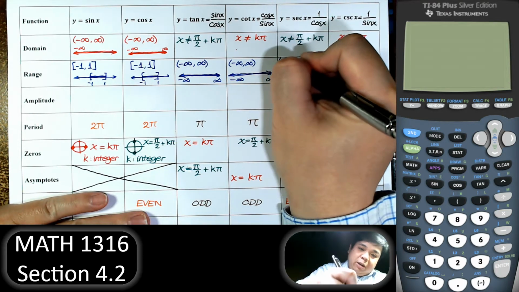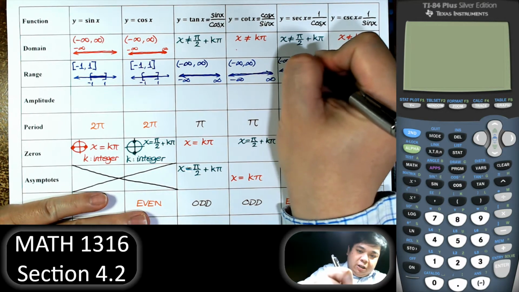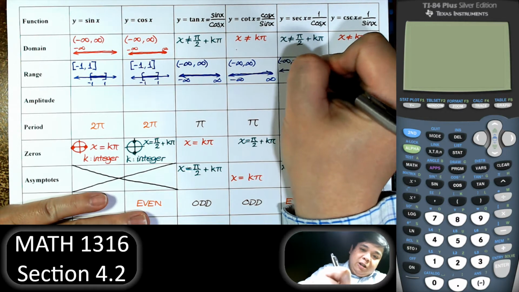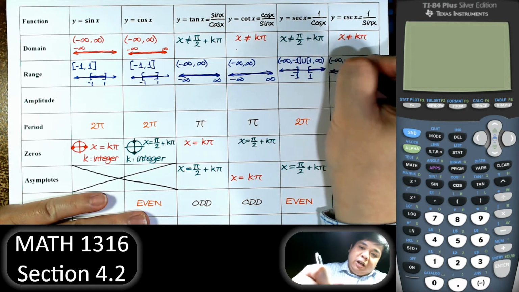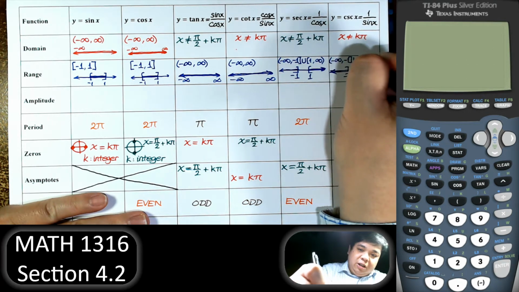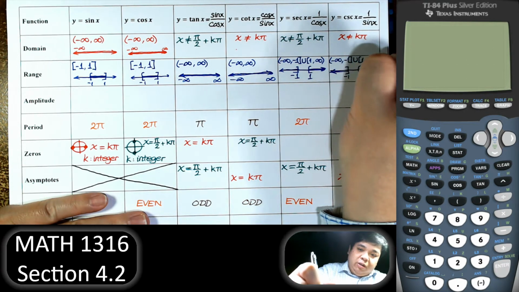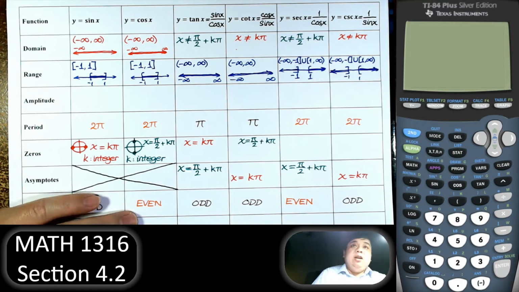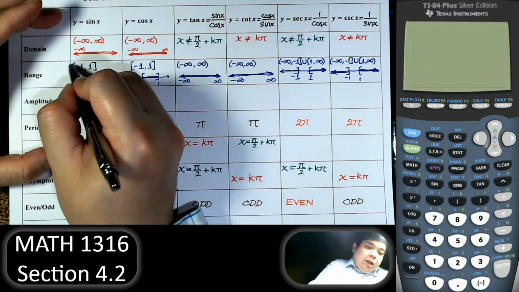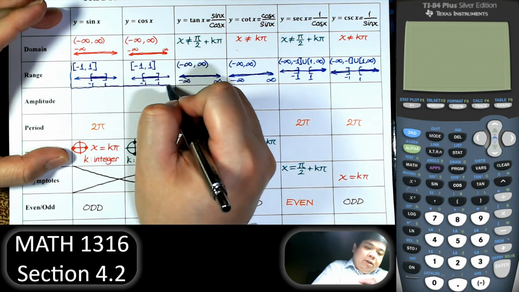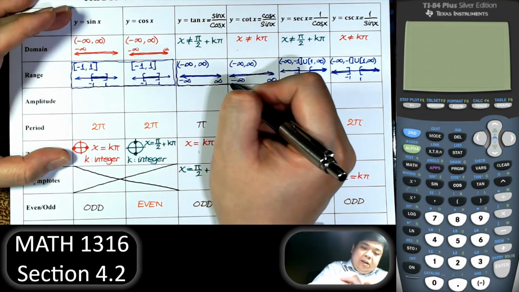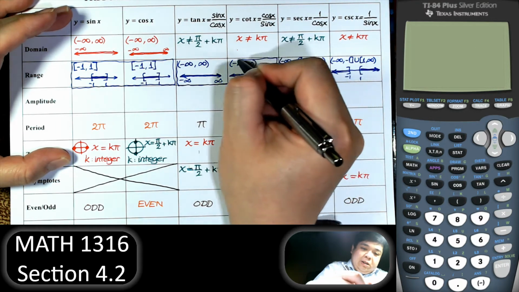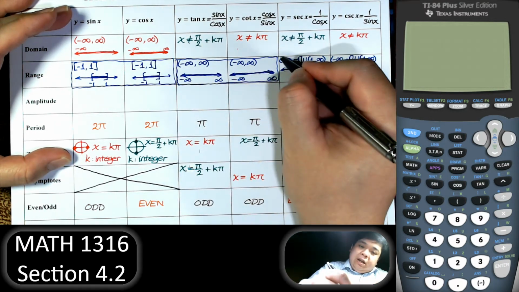So we can write -infinity to -1, union 1 to infinity. -infinity to -1, union 1 to infinity. So the range for these two will be the same. These two will be the same. And these two will be the same.